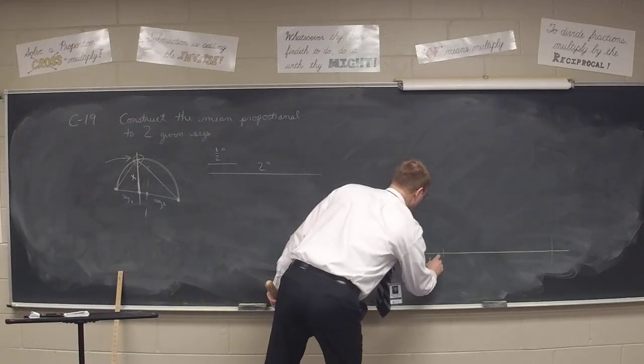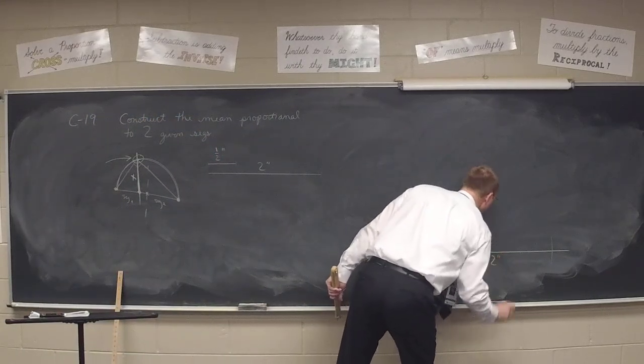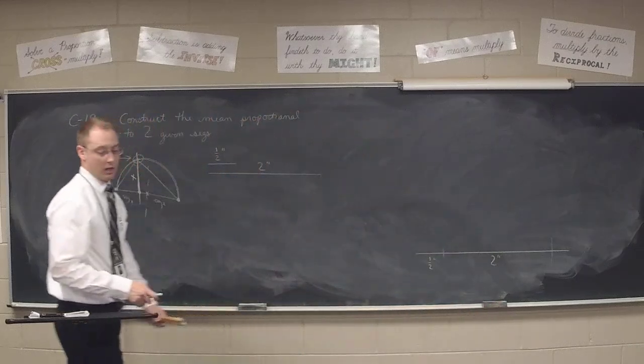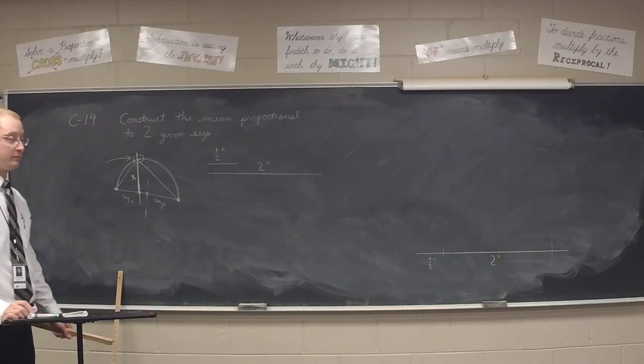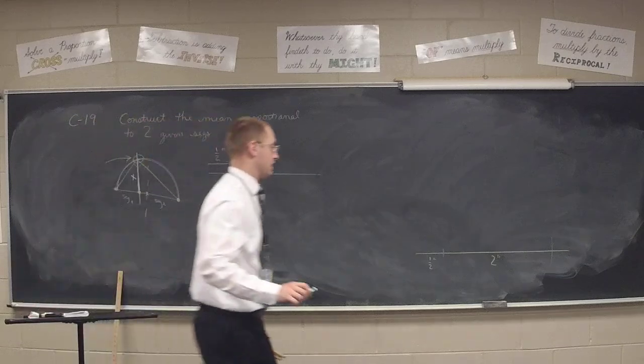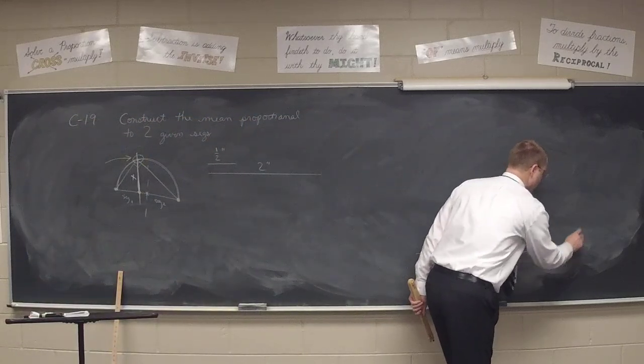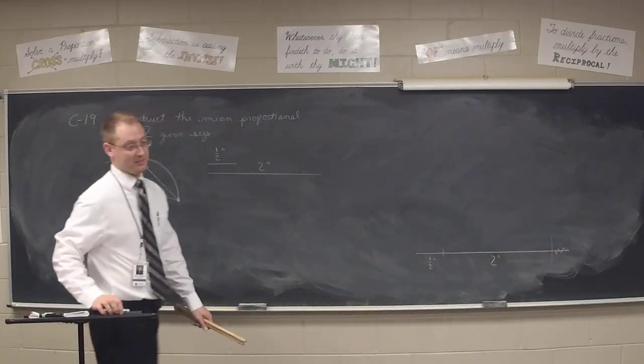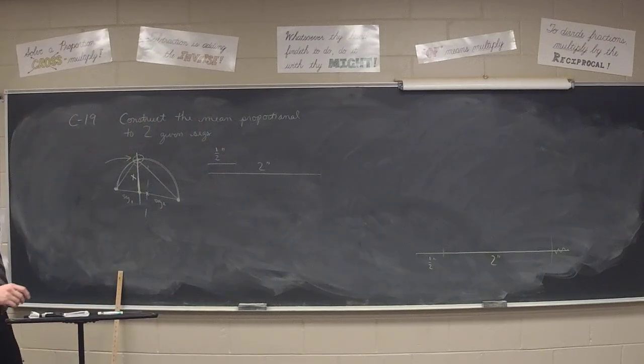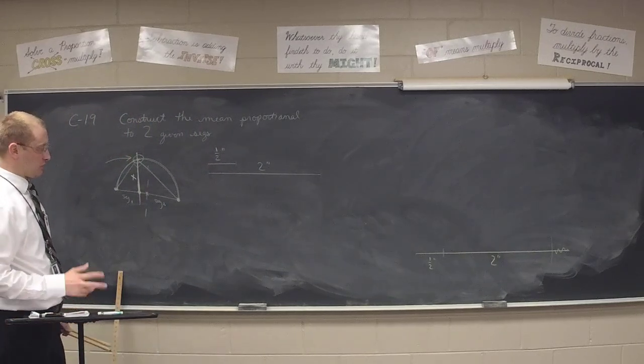There's my 1/2. There's my 2. All right, then what? Let's scribble off the excess. All right, then what? Draw perpendicular. All right, let's put the perpendicular there.